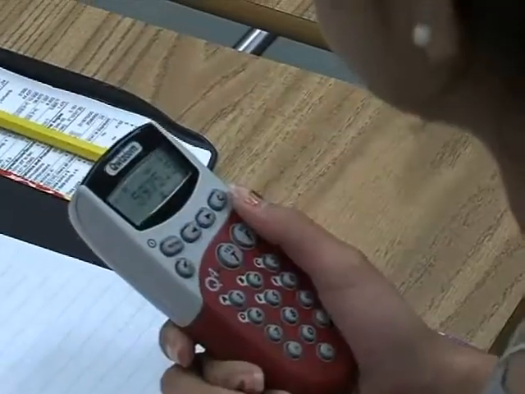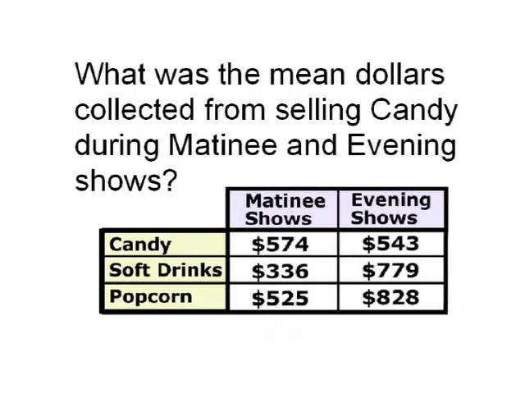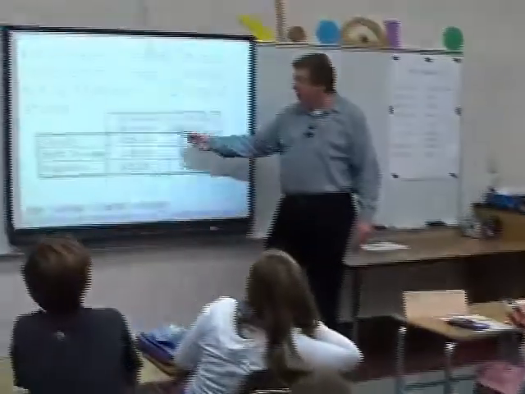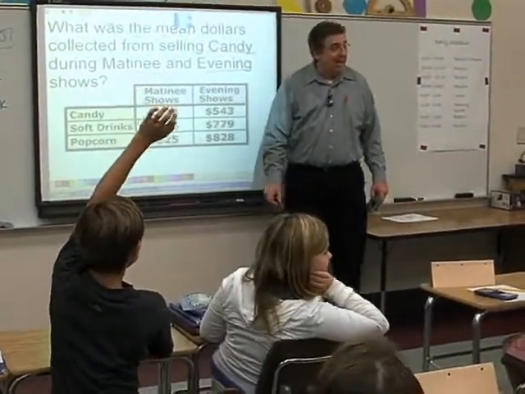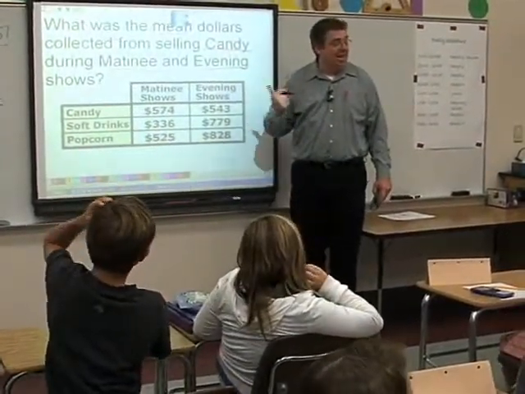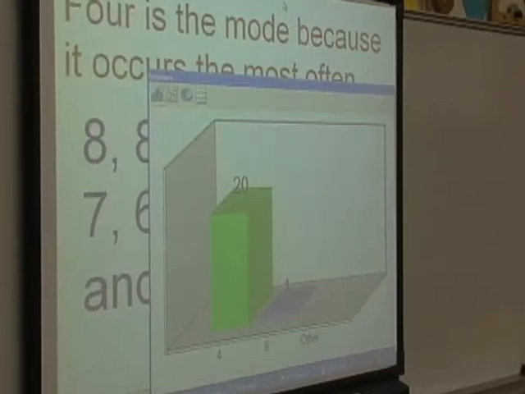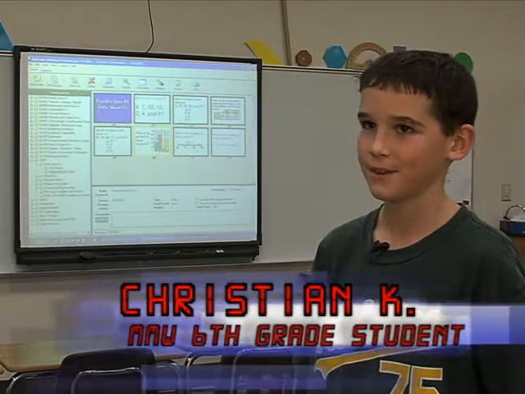You want to find the mean from selling candy during matinee and evening. Oh, how many of you added all 6 up and divided by 6? Well, yeah. That's why when you look at how many got it right, it's just ugly. It's pretty cool because you can see what you got wrong. It's nice to see what you got wrong and what you can improve on.